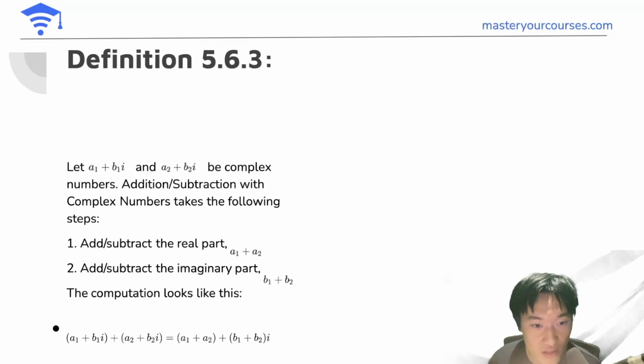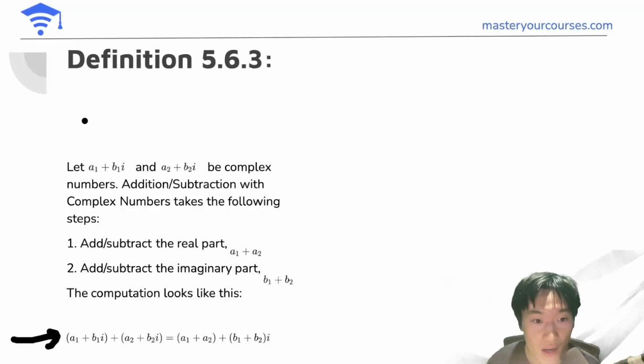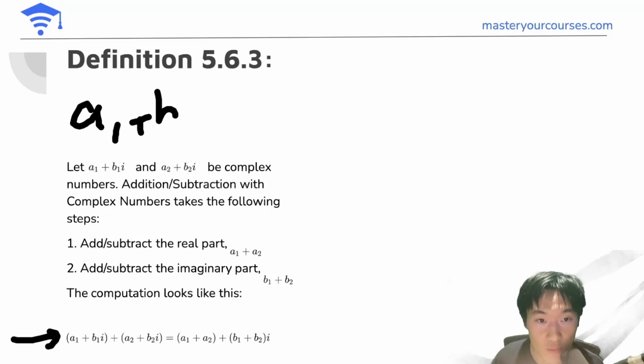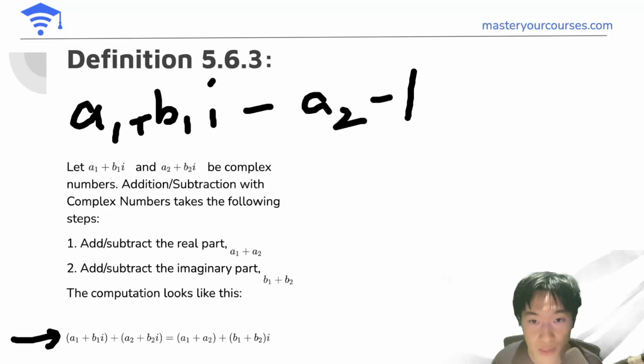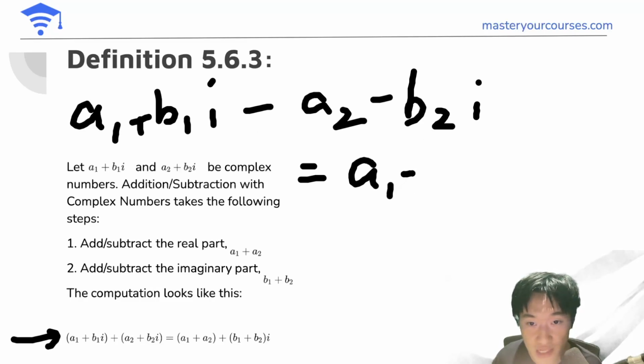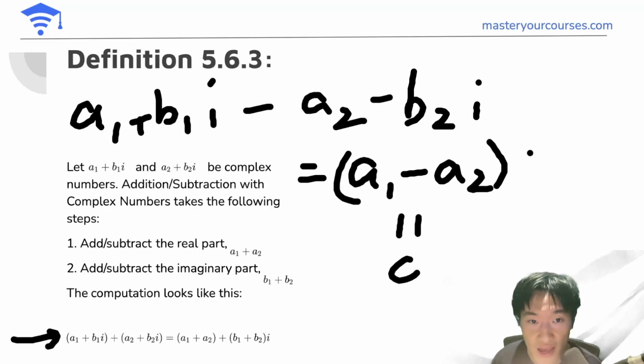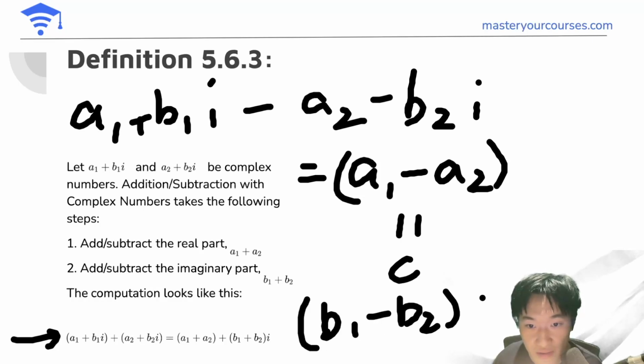Now, this is just for addition, so I'll do the subtraction case for you up here. We can do a1 plus b1i minus a2 minus b2i. What does it equal? Well, we just subtract a2 from a1, so we have a1 minus a2, which is equal to some c. Just call it c1, and we have b1 minus b2, all multiplied by i. Let's call it c2.